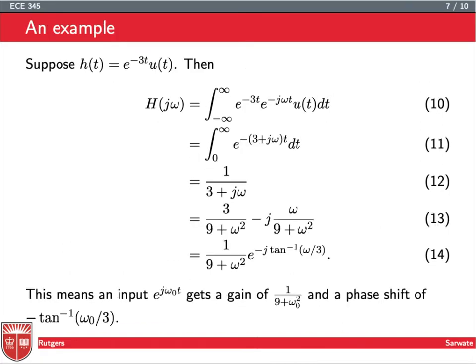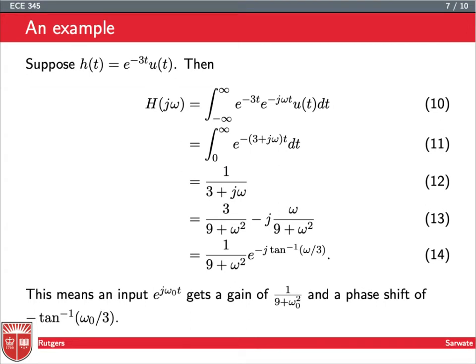Okay, let's do an example. So suppose h of t is e to the minus 3t u of t. We have a familiar decaying exponential impulse response. We want to know what h of j omega is, so we can just plug it into the formula. So you get e to the minus 3t, e to the minus j omega t u of t. This u of t is going to make the lower limit of this integral 0. And then we get e to the minus 3 plus j omega t from 0 to infinity. So we're just going to get 1 over 3 plus j omega.